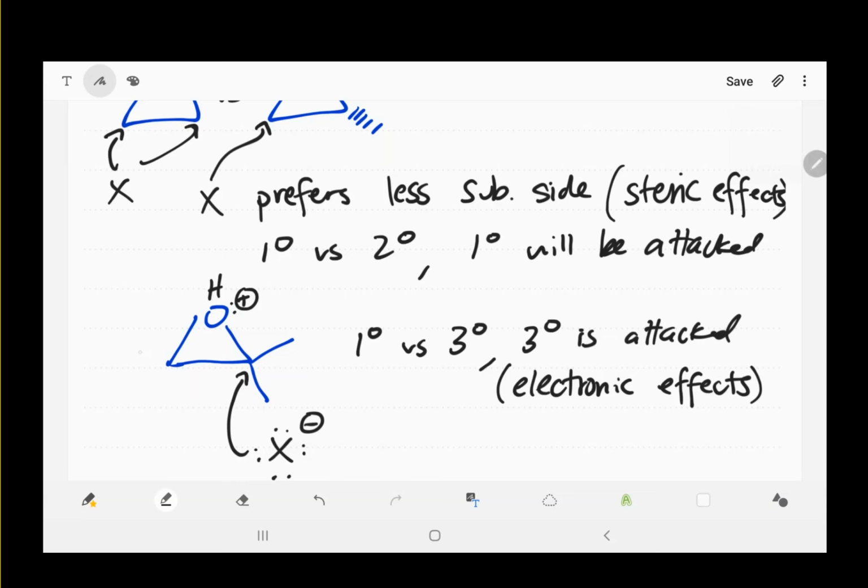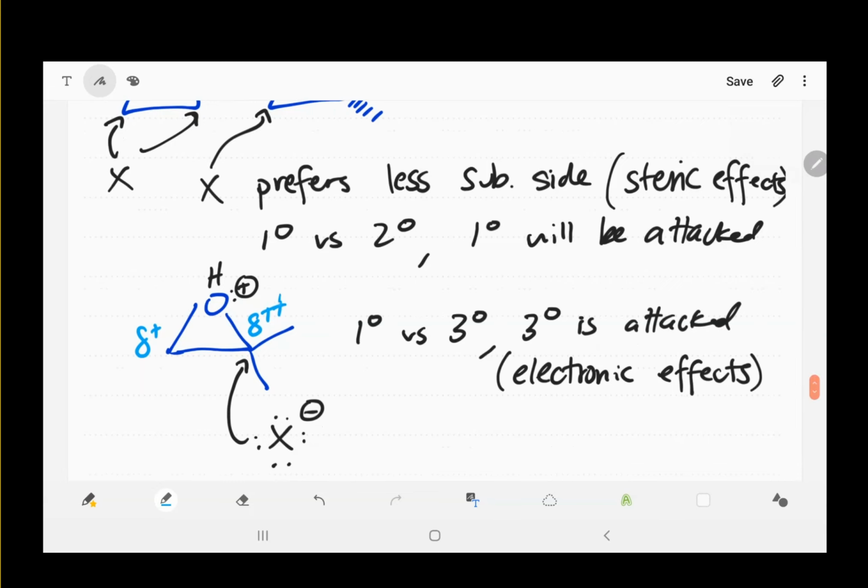So if we think about this, we've got partially, I really should use different colors. We've got our partially positive here. This one is going to be much more positive. There we go. So, as a result, you're going to have a greater propensity for your nucleophile to attack the tertiary carbon there.